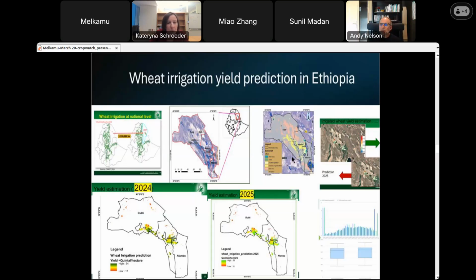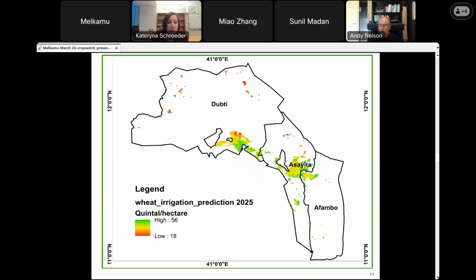Then I try to estimate the yield prediction for wheat irrigation in 2024, which is last year, and 2025, which is just now. It is not harvested yet, so that is under calibration. So if you see this map, this map is generated from the CropWatch system, which was uploaded. The cropland mask is uploaded to the CropWatch system.